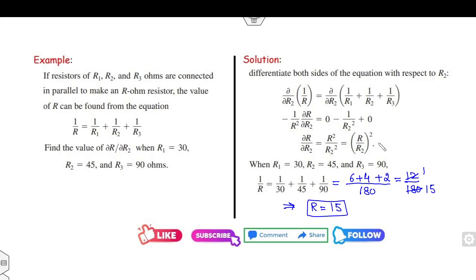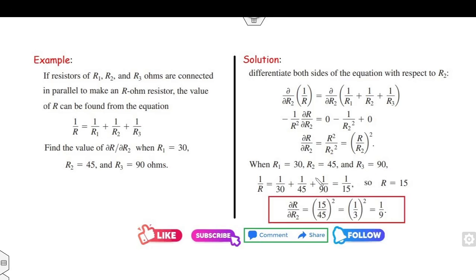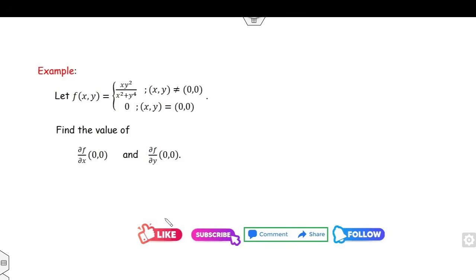Fine. So I can substitute the value of R equal to 15, R2 is equal to 45 square. So the answer is 1 over 3, that is 1 over 9 is the right answer of this problem. There is one more method. Again, the second method you can watch in this lecture on implicit functions. I hope you can like and comment on this video as well.